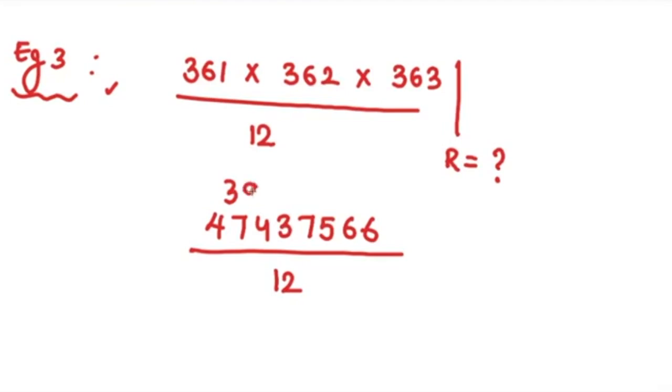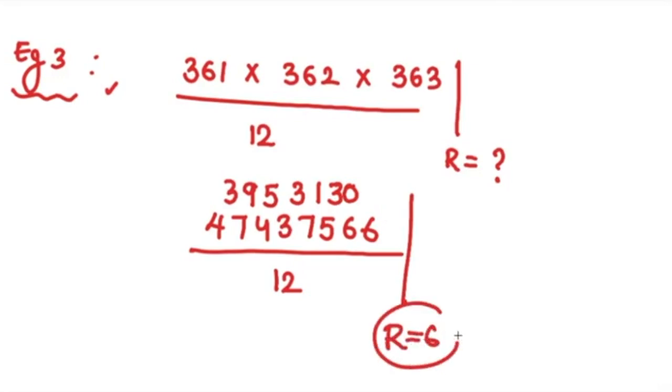12 9s are 108. So because of 108, 63 is left over, 12 5s are 60, 37 is left over, 12 3s are 36, 15 is left over, 12 1s are 12, 36 is left over, 12 3s are 36 and 0. So what is our leftover part here? We can say the leftover part is going to be 6. So we can say the remainder is 6.